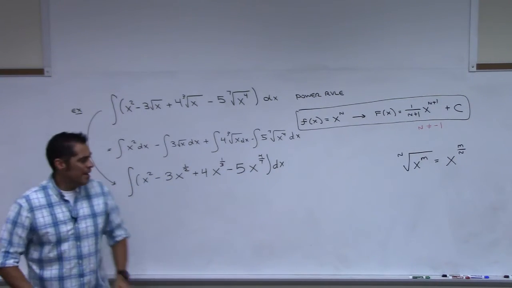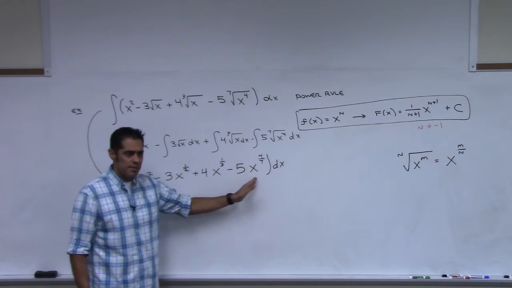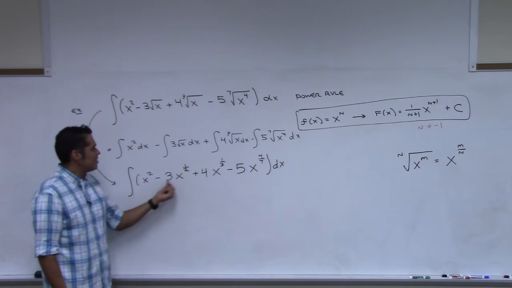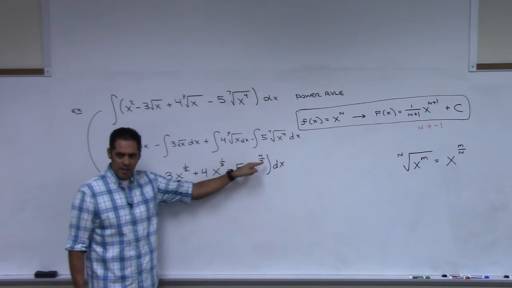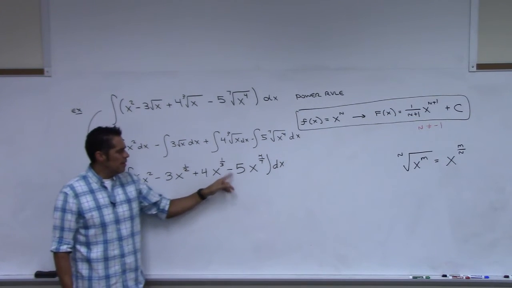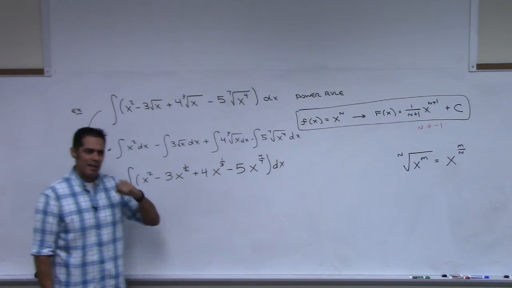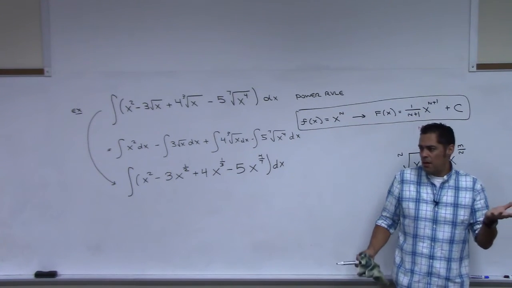And now we have 1, 2, 3, 4 terms. Each of them has x to some power, right? So this one has an n, that one has an n, that one has an n, that one has an n. And then what about these numbers in front, like the -3 and the +4 and the -5? What do you think happens with those when I take antiderivatives? They just come with us, right?